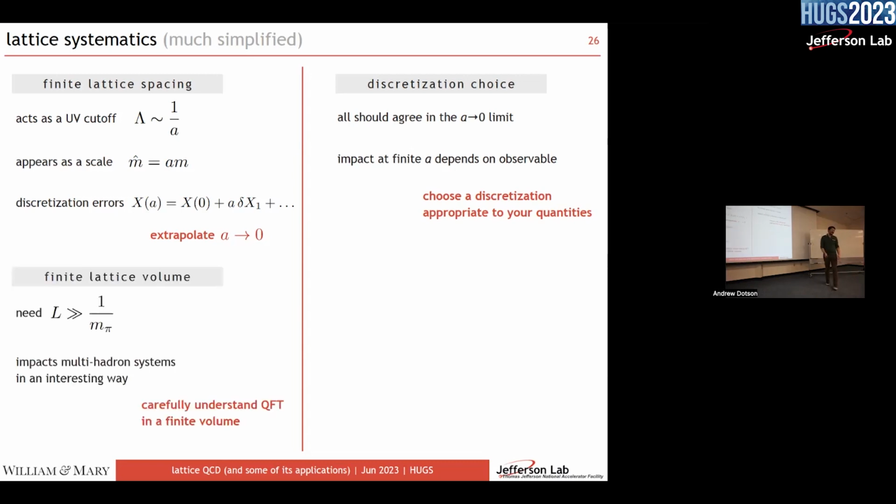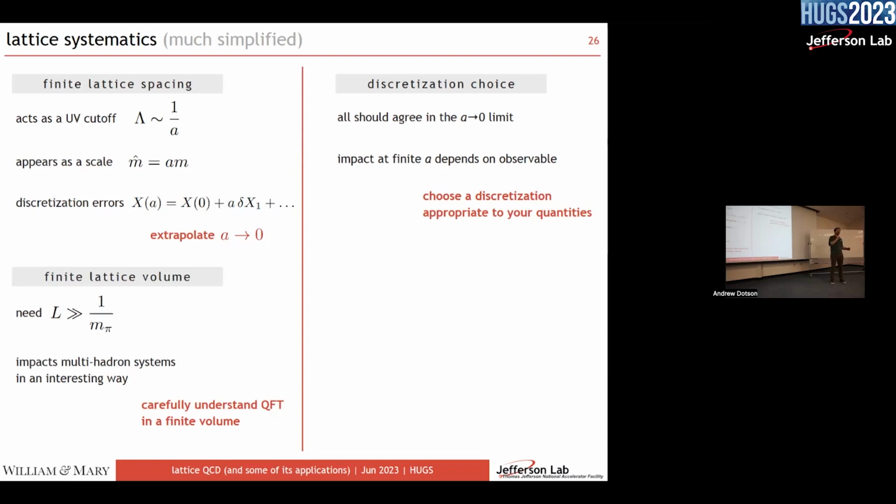What about this finite lattice volume? That's a stranger one. You can convince yourself that you need a big volume, but what scale sets the size of the volume you need? Well, certainly you want the box to be bigger than the longest distance phenomenon in QCD, right? The longest propagation length in QCD. Well, that's inevitably going to be associated with the lightest particle that can propagate a decent distance in QCD.